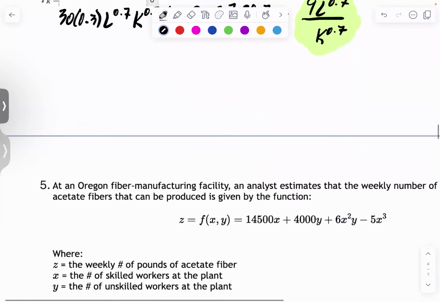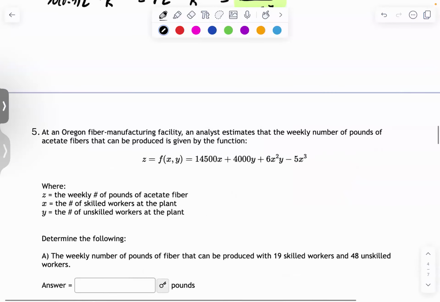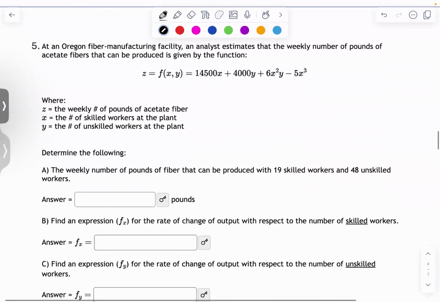So moving on to number 5. An Oregon fiber manufacturing facility, an analyst estimates that the number of pounds of acetate fibers that can be produced is given by the function z equals f of x,y, 14,500x plus 4,000y plus 6x squared y minus 5x cubed. And x is the number of skilled workers, y is the number of unskilled workers. So for part A, they want us to evaluate f of 19, 48.